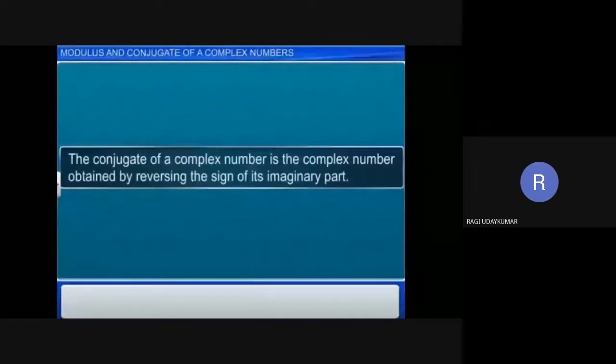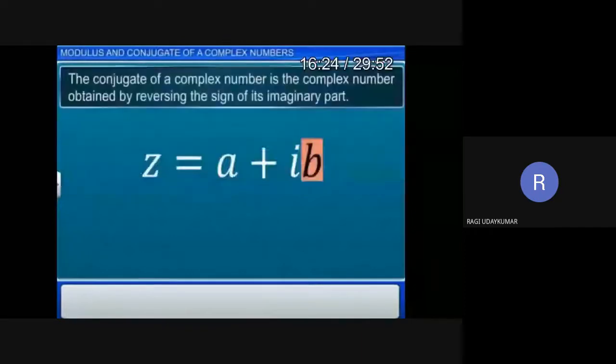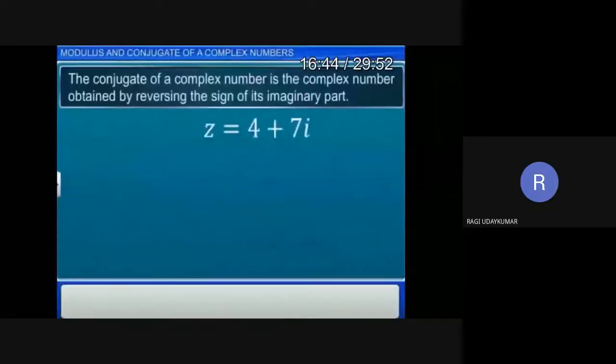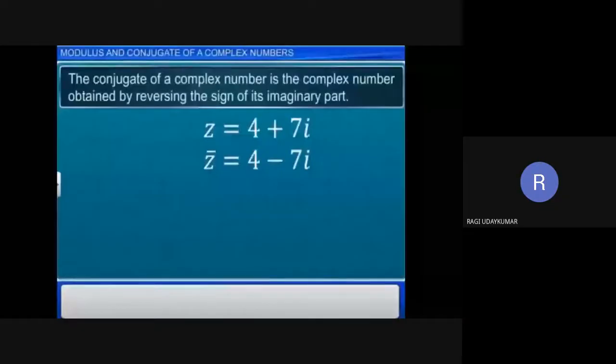Imaginary part का sign reverse करना है. If you take z as a complex number a plus ib, b is the imaginary part. What is the sign of the imaginary part here? Plus. उसको minus करना. Minus होता है तो plus करना है, plus होता है तो minus करना है, which is called a conjugate. As an example, 4 plus 7i: the conjugate of the complex number is denoted by z with a bar on top, and that is equal to 4 minus 7i.